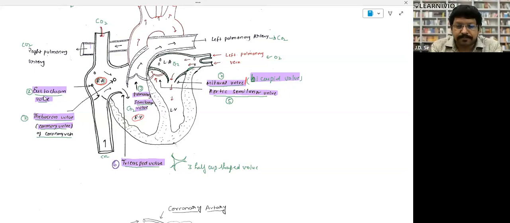The Eustachian valve prevents backflow of blood from the right atrium to the inferior vena cava.